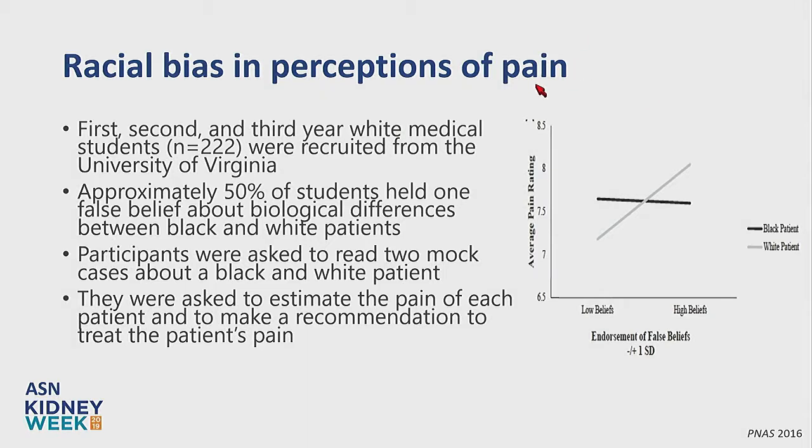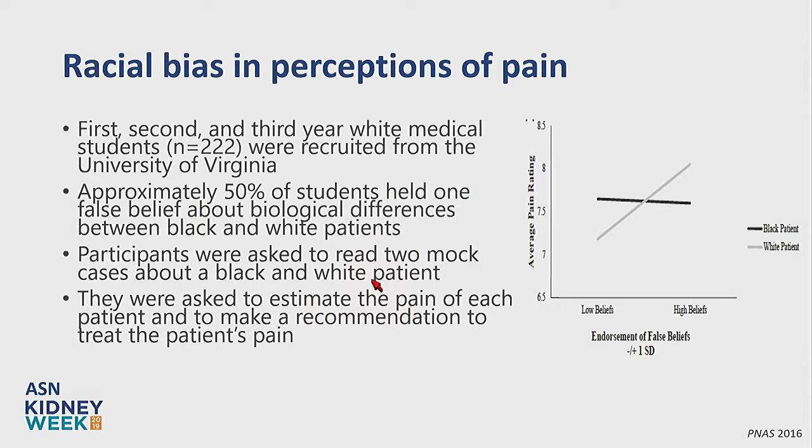They actually surveyed both black and white medical students, but really focused the analysis on white medical students. So first, second, and third year white medical students were surveyed, in a survey of 15 items, about different biological differences between blacks and whites. For instance, do blacks have smaller skulls compared to whites? Do blacks have less sensitive nerve endings compared to whites? And they found that approximately 50% of students held one false belief about biological differences between black and white patients.